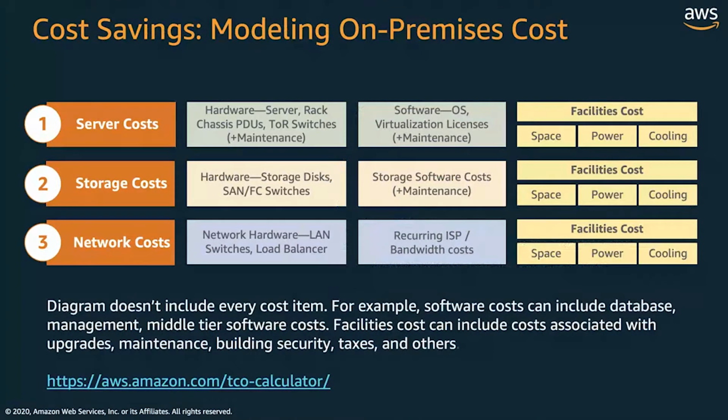We can model on-premises costs as well. So we can look at modeling your server costs, your storage costs, your networking costs, and the facility costs around space, power and cooling. We have those models, as it says underneath. This diagram doesn't necessarily reflect every cost item. Our model generally does, but this diagram is meant to simplify things slightly. So the TCO calculator, and the link is there for it, is the tool we'd use.